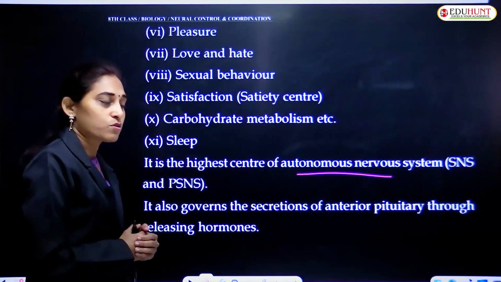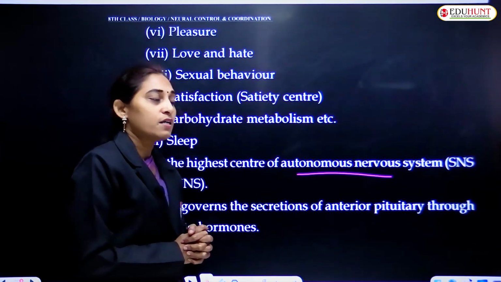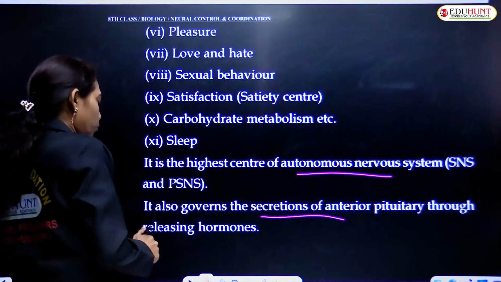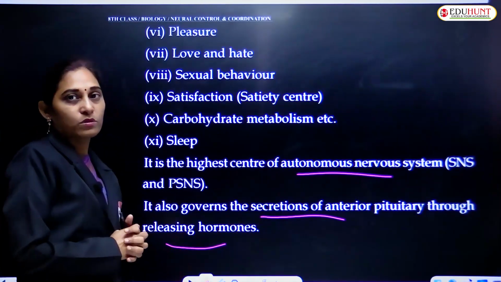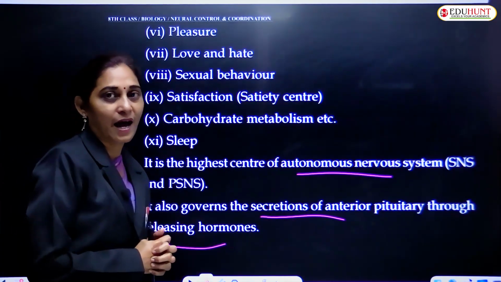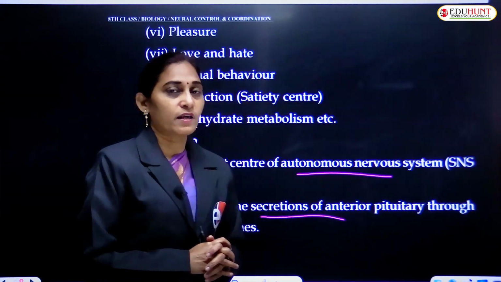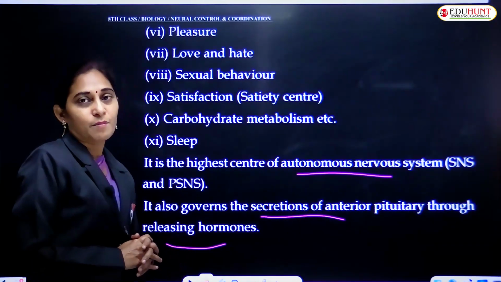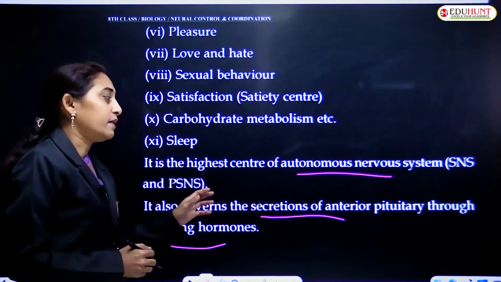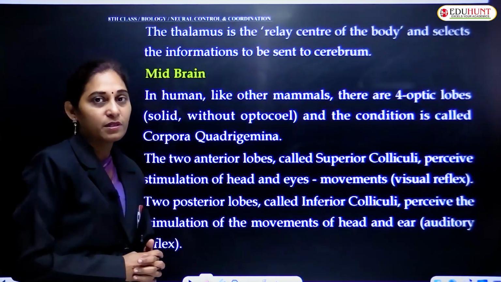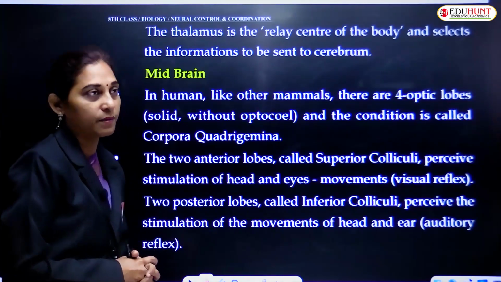And it also governs the secretions of the anterior pituitary through releasing hormones. The anterior part of the pituitary gland releases some hormones, and it is under the control of the hypothalamus, a region of the cerebrum.